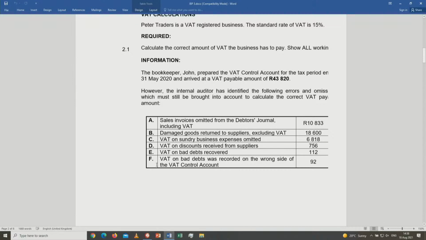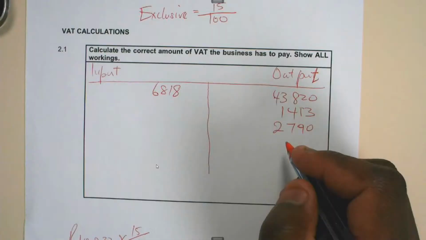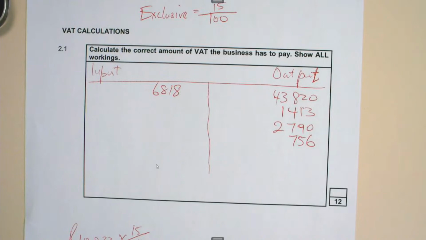VAT on discount received from suppliers. Discount received is an income to the business. Now, we are receiving as the business. So when we receive, we must charge output, right? And then it is how much? 756. All right.